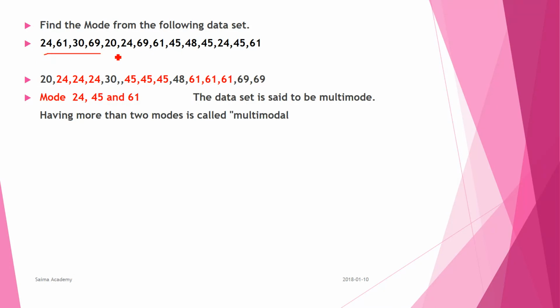Now suppose we have this data. You may have more numbers than these. When we have arranged this data, we see that 24 is coming 3 times, 45 is coming 3 times and 61 is also coming 3 times. So the modes are 24, 45, 61. In this case you have 3 modes, and if you have more than 2 modes it is called multimodal. The data is said to be multimodal. If you have 1 mode, unimodal; 2 modes, bimodal; more than 2 modes, multimodal.